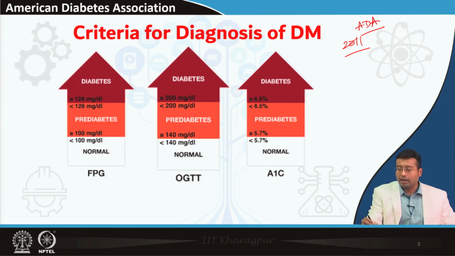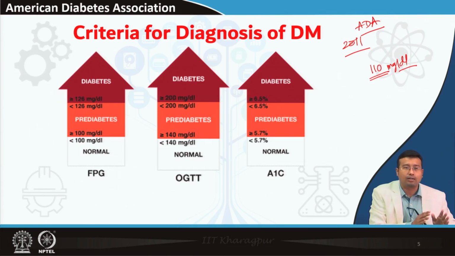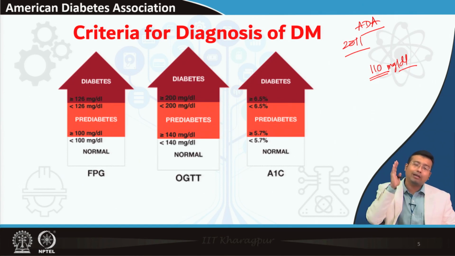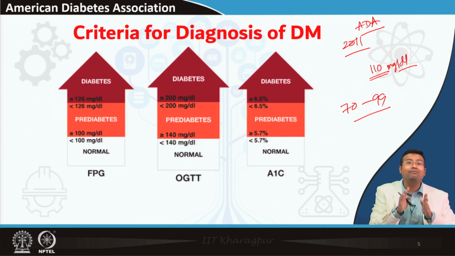Again, in many textbooks, especially older textbooks, and even in many medical undergraduate textbooks, the criteria is 110 mg per dl, right. But we have to follow one standard criteria, we follow ADA criteria and it is up to 99. So, 70 to 99 is the normal fasting blood glucose level.